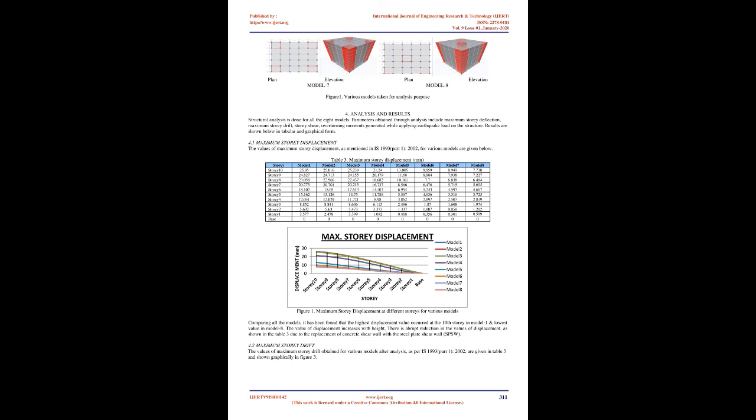4. Analysis and results. Structural analysis is done for all the 8 models. Parameters obtained through analysis include maximum story deflection, maximum story drift, story shear, and overturning moments generated while applying earthquake load on the structure. Results are shown below in tabular and graphical form. 4.1 Maximum story displacement. The values of maximum story displacement, as mentioned in IS 1893 Part 1 2002, for various models are given below. Table 3.